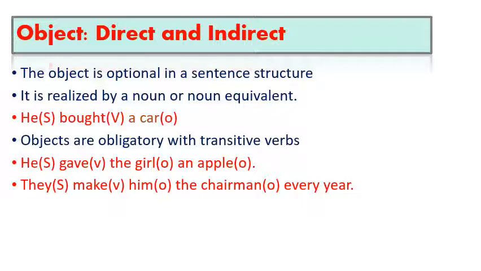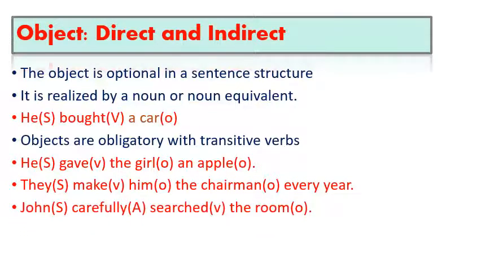They make him president, they make him the chairman every year. So we still have an object here. Okay, John carefully searched the room. You see, we have just one object, that's the room. So you don't need to indicate whether it is a direct or indirect object.